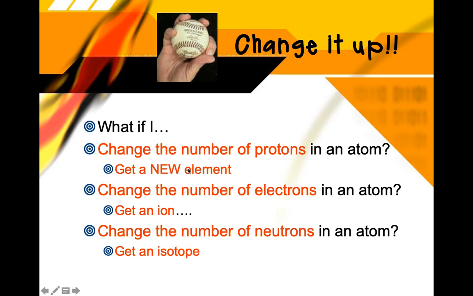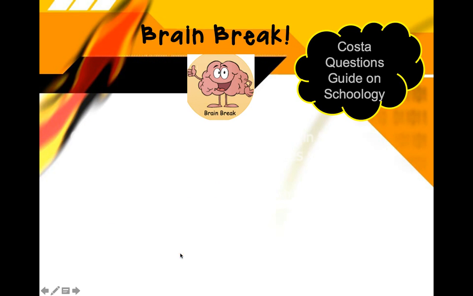So an element is related to the protons. That is what is your identity. You can't change the protons and keep the same atom. But if you change the electrons, you get what's called an ion. If you change the neutrons, you get what's called an isotope. So now we've got to talk about these 3 words a little bit more. What really is an atom compared to an ion compared to an isotope? But we'll do that in our last part.